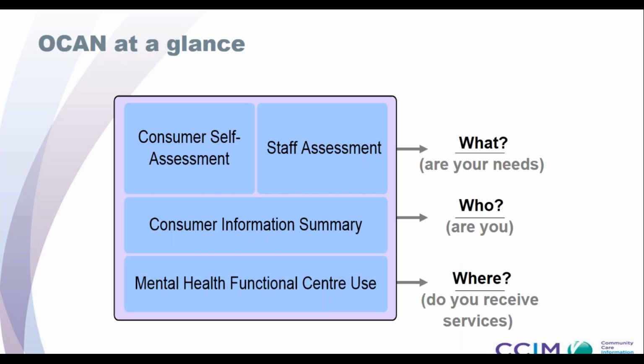So, OCAN at a glance, just some of the components that make up OCAN. The way we do our training is we talk about, on the right-hand side, you'll see who, what, and where as a way to conceptualize the different components of OCAN. The who is in the middle, the consumer information summary, and that provides a profile of the client, of who we're serving. And then there's the what, which is the needs assessment part: what does the client need? What are the areas that they're experiencing problems and areas that they're doing well?